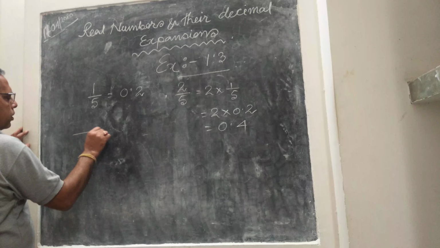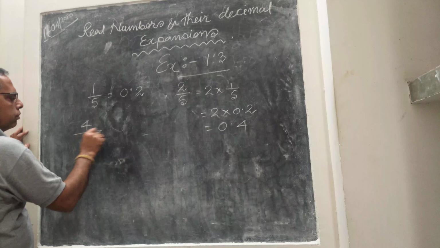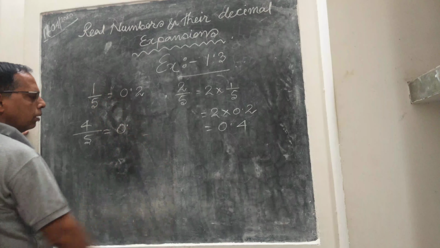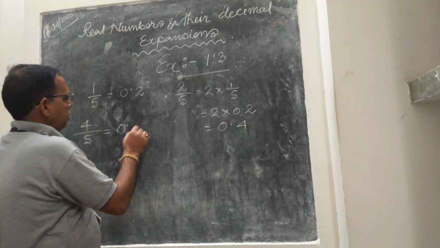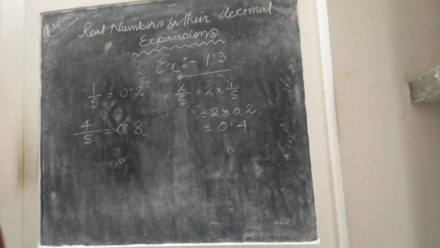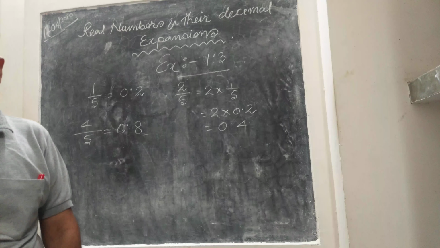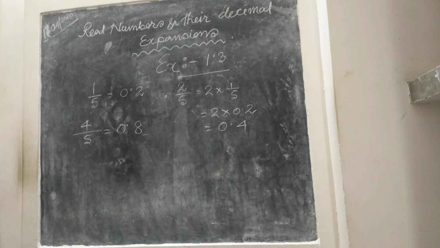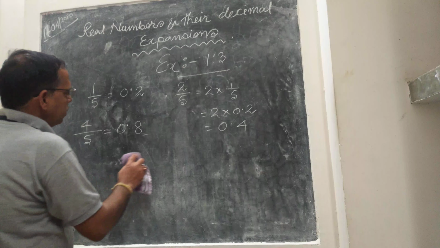Suppose now if I write 4 by 5. What will that be? Can you tell me? It will be 0.8. Okay? This is the very next question in that. Can you do it now? Let me explain some more.